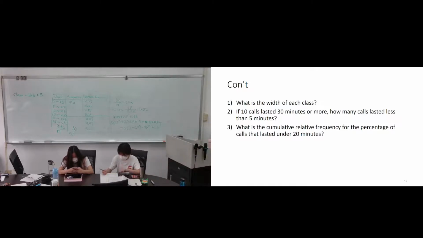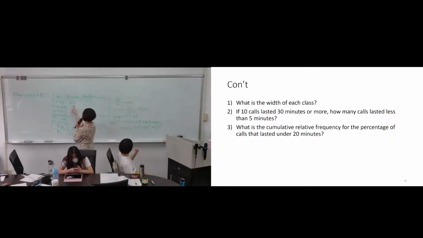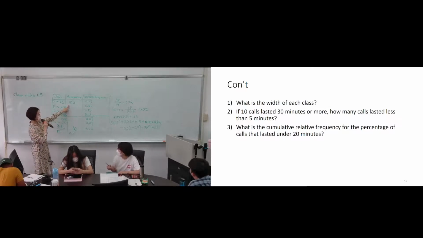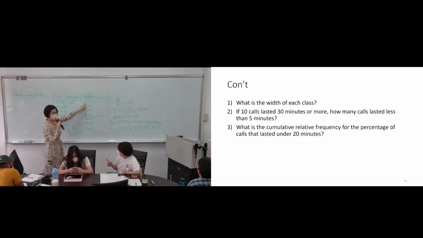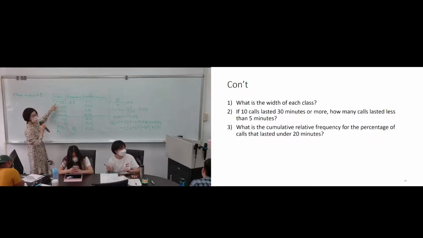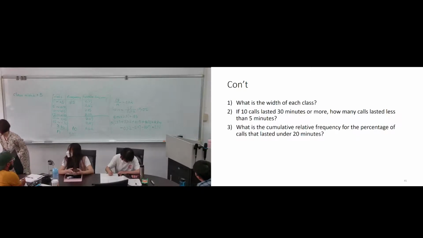Questions? Number 2, it's here, 185. First, we find the total sample size, which is 500, and then we multiply it by the relative frequency for less than 5 minutes. That's how we find the frequency for the first class. KB? KBK has questions.